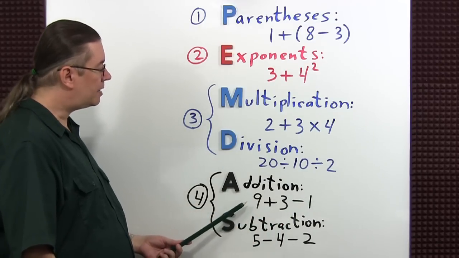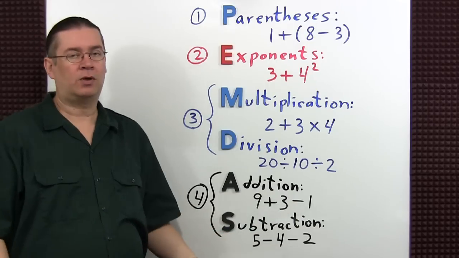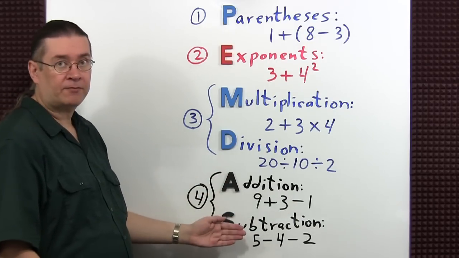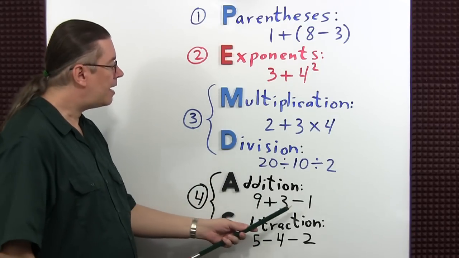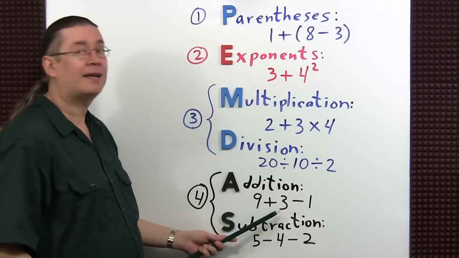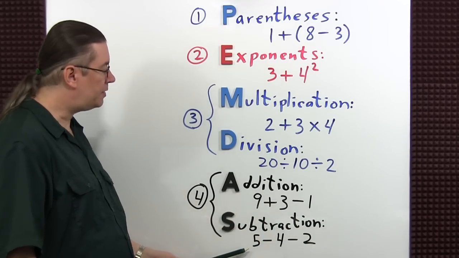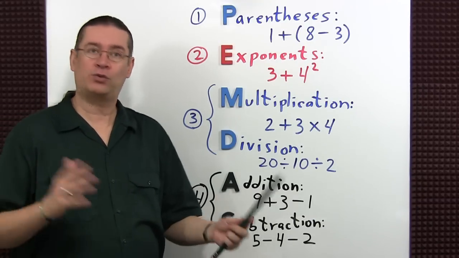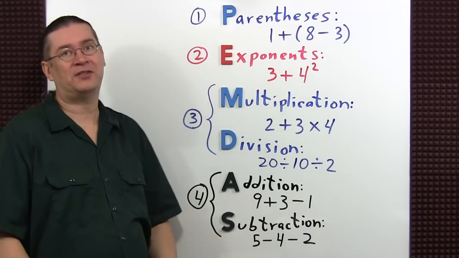Here's an example using addition: 9 plus 3 minus 1. We also have a tie within additions and subtractions. They have the same order of operations. It's the lowest, but they're the same. So again, perform the operations from left to right. 9 plus 3, get an answer, and then subtract 1. And finally, here's an example using just subtractions. Since again we have a tie, we go from left to right. Go 5 minus 4 first, and then subtract 2.